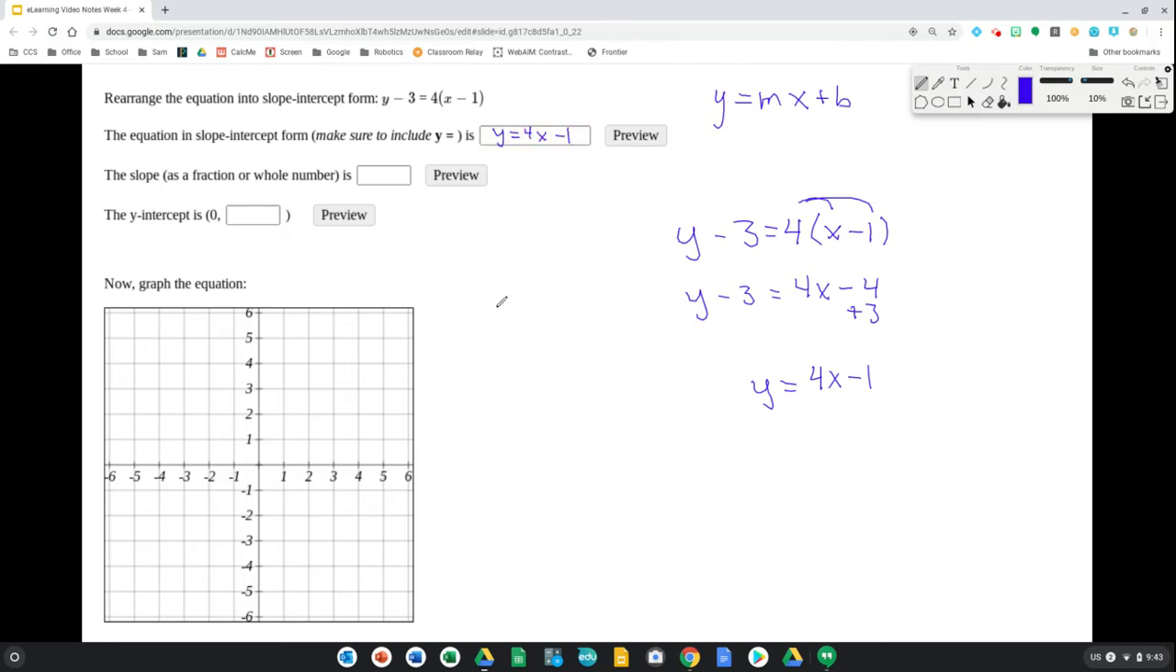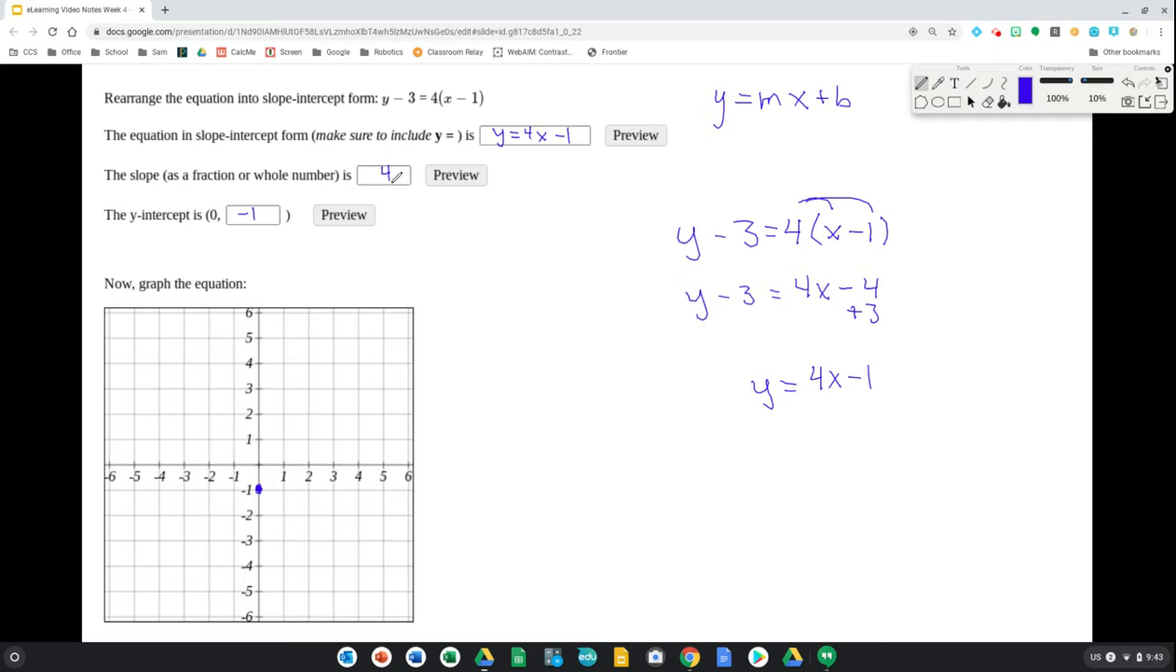What would the slope of that equation be? Okay, the slope would be 4. That's the number in front of the x. And then the y-intercept would be what? It would be negative 1, or (0, negative 1). So if you remember, when you go to graph this line, you start at the y-intercept. You start at that point (0, negative 1).